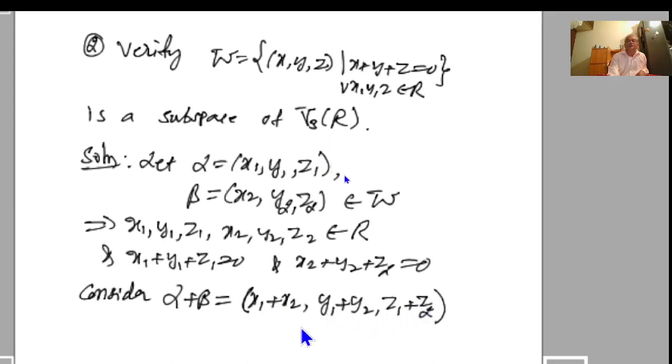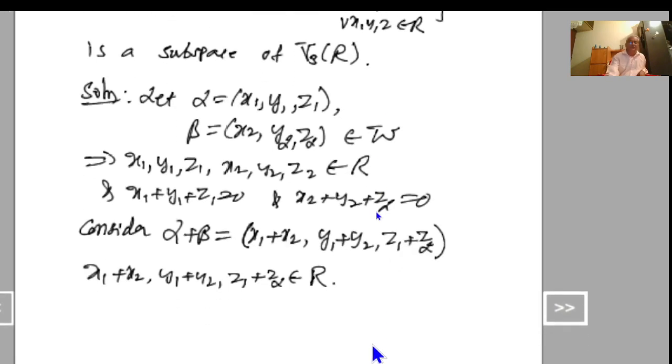If these quantities are real numbers and their addition is equal to 0. See here, x1, x2 belongs to R, therefore x1 plus x2 belongs to R. y1, y2 belongs to R, y1 plus y2 belongs to R. z1 and z2 belongs to R, therefore z1 plus z2 belongs to R. So x1 plus x2, y1 plus y2, z1 plus z2 belong to R.